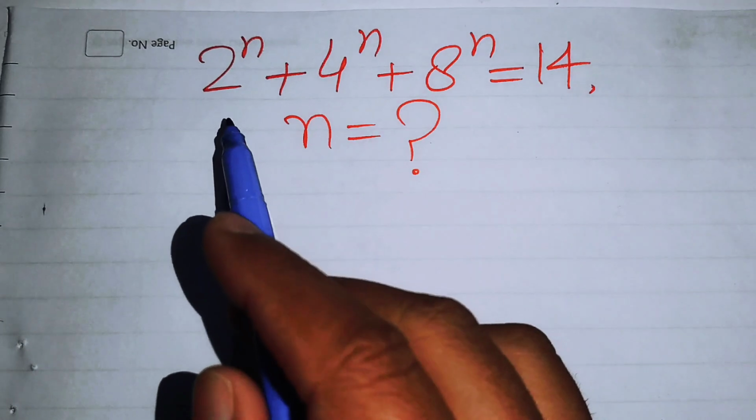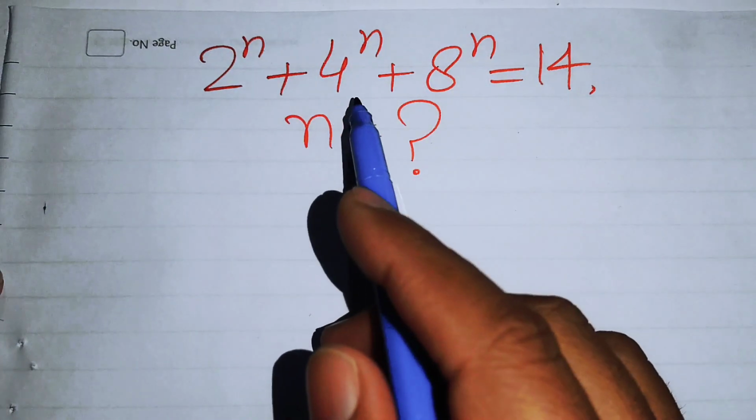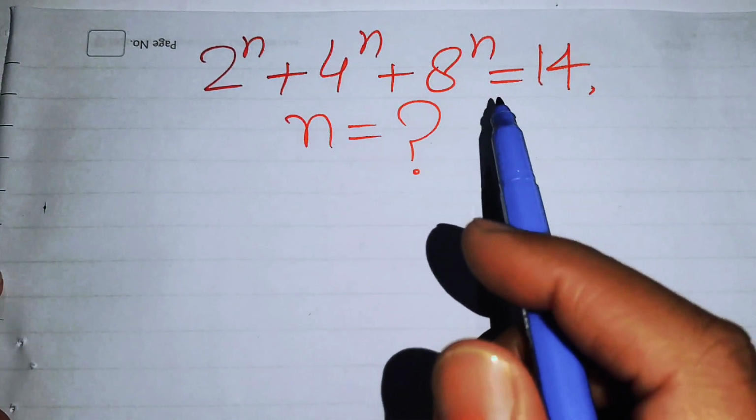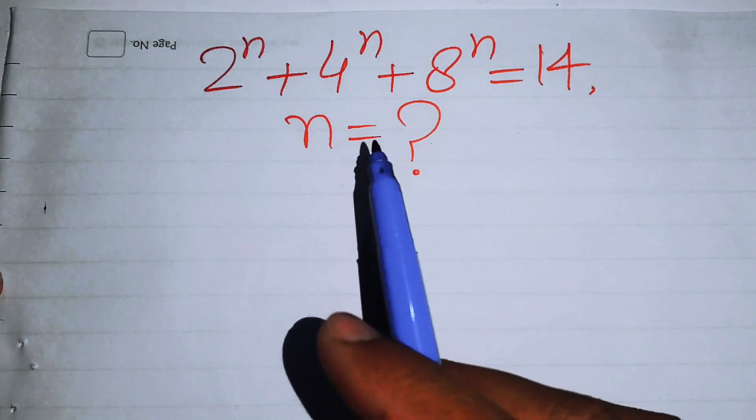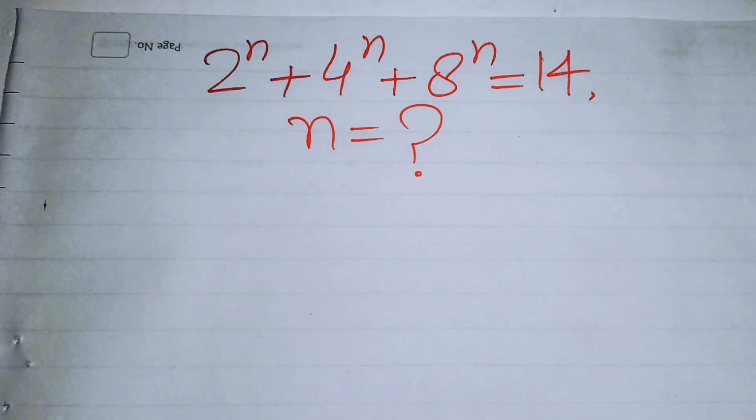And here we have 2 to the power of n plus 4 to the power of n plus 8 to the power of n equals 14, and we solve this problem for the values of n. Here we use a very different technique in order to solve this problem.